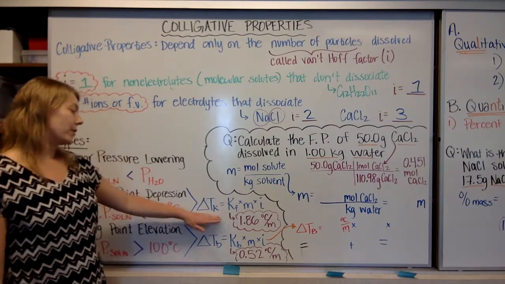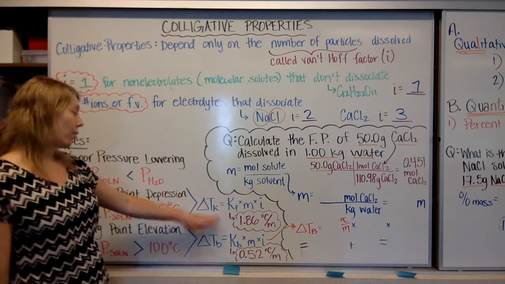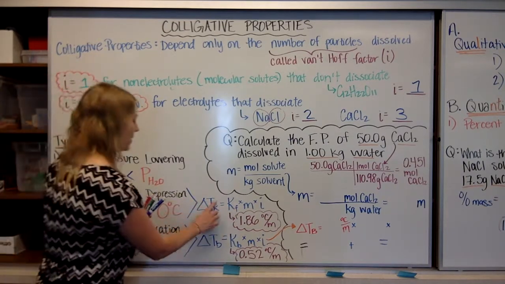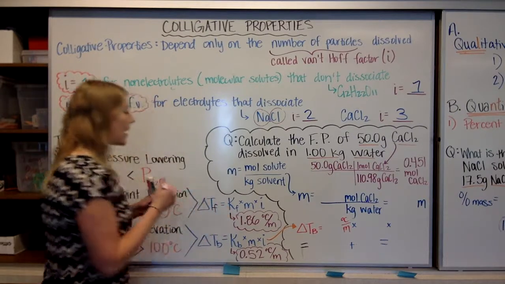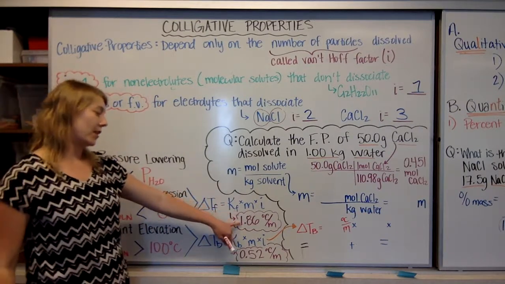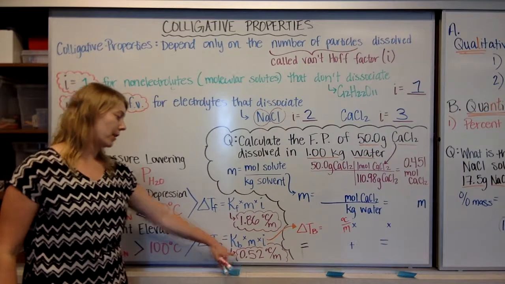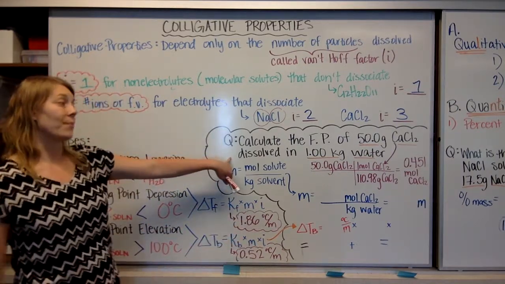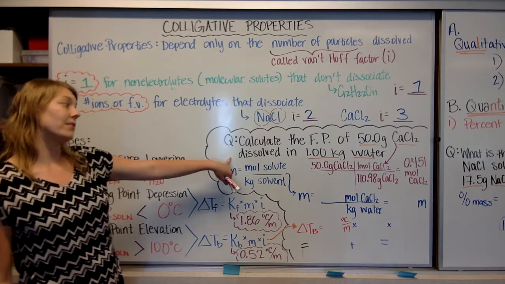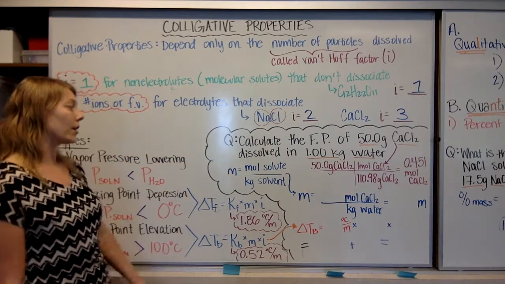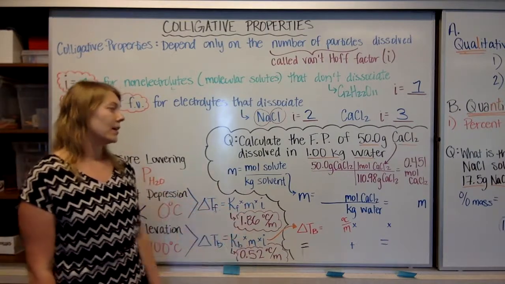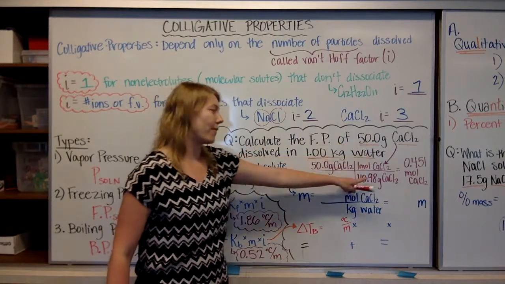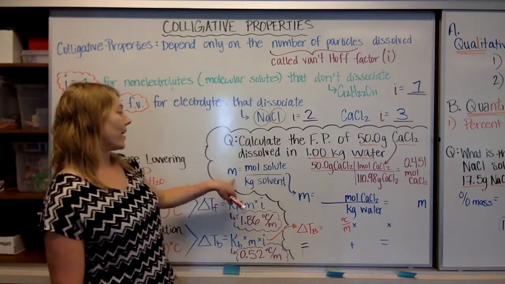Our way of doing this to calculate the change in temperature for freezing or boiling is, this should be delta T, we have a constant, freezing point constant or boiling point constant, times molality times i, okay? Calculate the freezing point of 50 grams of CaCl2 dissolved in 1 kilogram of water. Well, we need the molality. In order to get that, we need the moles of solute. We have the grams of solute, so I found the moles.